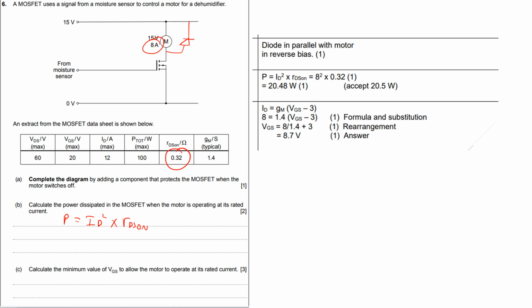Okay, so you can see on the mark scheme there, that's the answer. And then the other one is just VGS. Use the equation on the data sheet and plug the numbers in, and you should get the right answer. So you've been given gm, as you can see. You want to find VGS. Of course, and we know the drain current is 8. It's as simple as that.